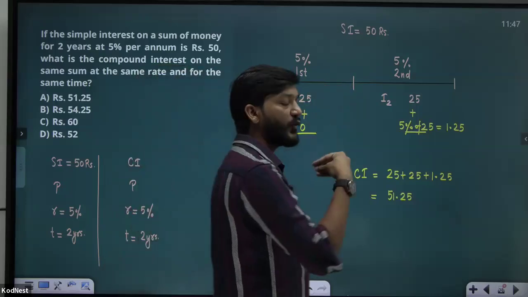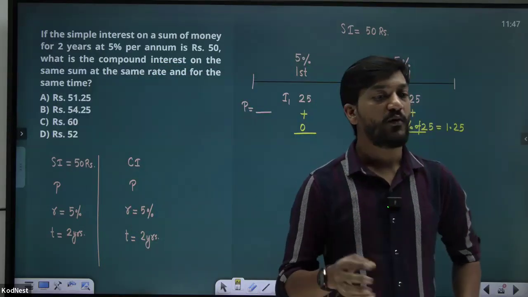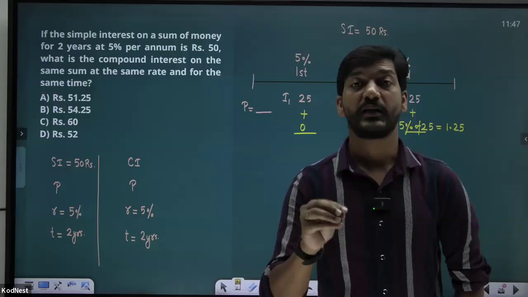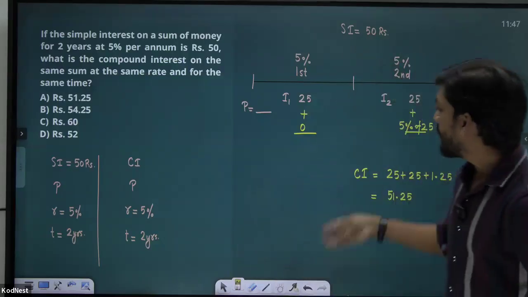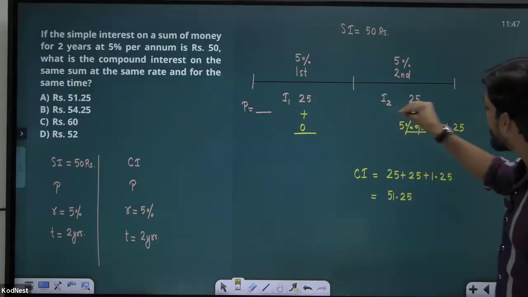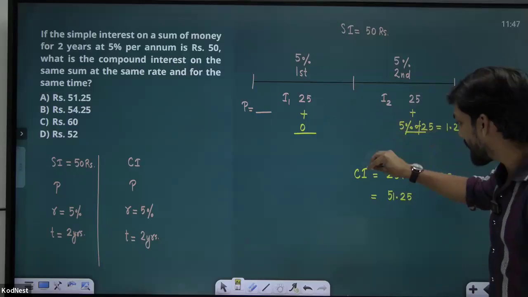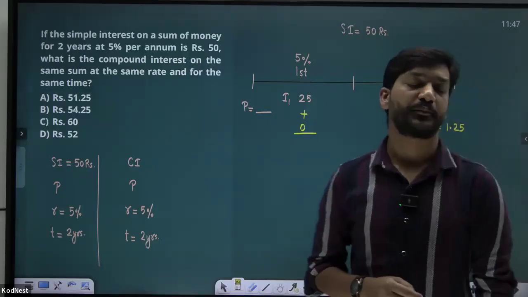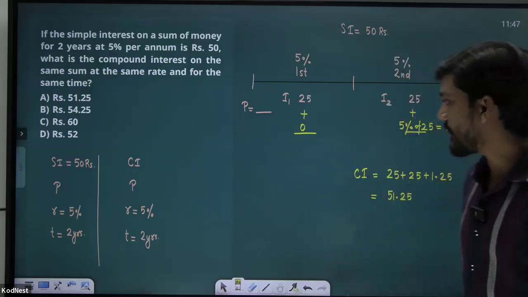So my dear, 25 is interest on principal. Already we know the interest on principal. What we need to write is the interest on previous interest. Once you write interest on previous interest, you will get your compound interest also. Understood this, all of you? Please confirm.